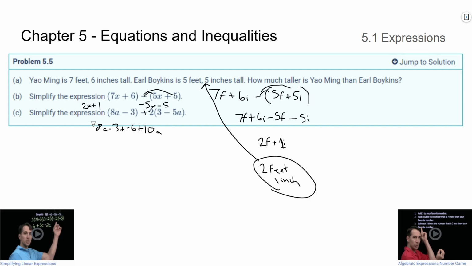Okay, so now what can we combine? We have a negative 6 and a negative 3. That would be negative 9. We have 8a plus 10a. That would be 18a. Okay, and that looks good. That's simplified.